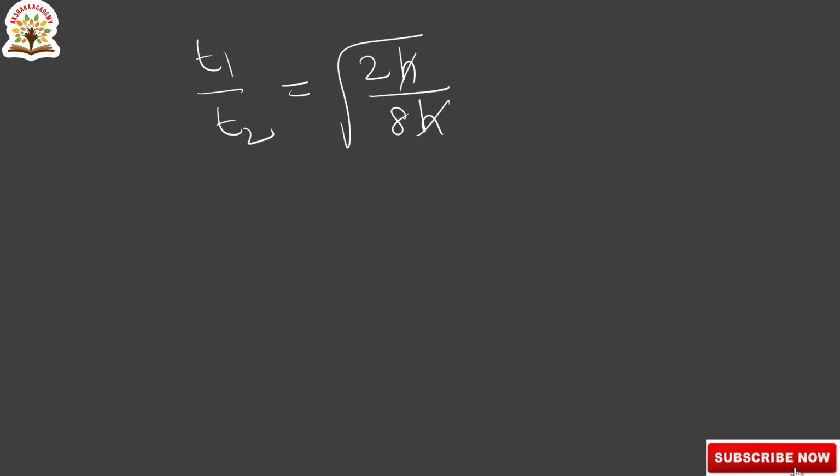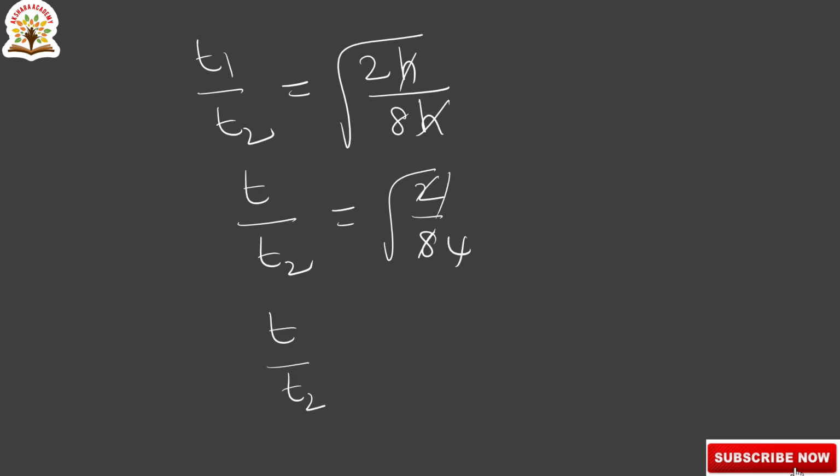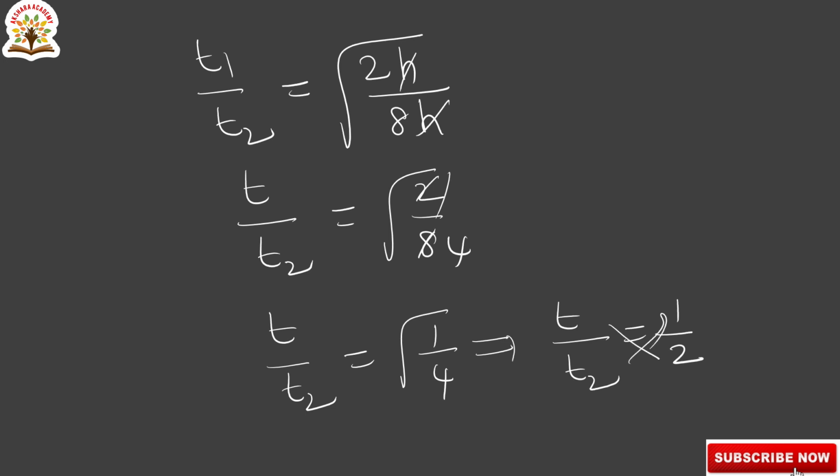So t by t2 is equal to root of 2 by 8. 2 ones are 2, 2 fours are 8. So t by t2 is equal to root of 1 by 4. That implies t by t2 is equal to 1 by 2. So, taking cross multiplication, t2 is equal to 2t. This is the final answer.